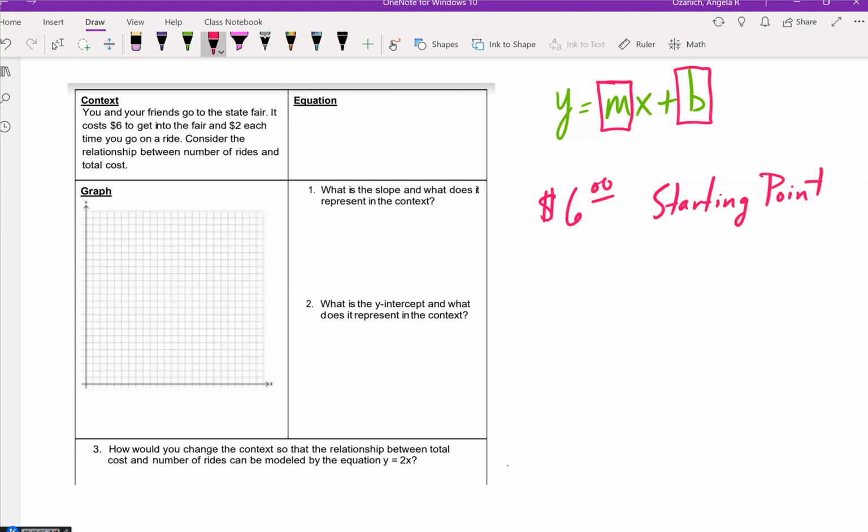that base cost. But then once I get into the fair, $2 for each time I go on a ride, oh my gosh, that's going to start to get expensive, right? $2, not just once, not just twice, not just 3 times, but X number of times, some number of times that I'm going to go on a ride. So my variable X is going to represent number of rides, it looks like.